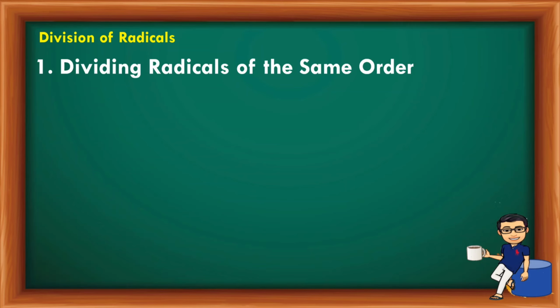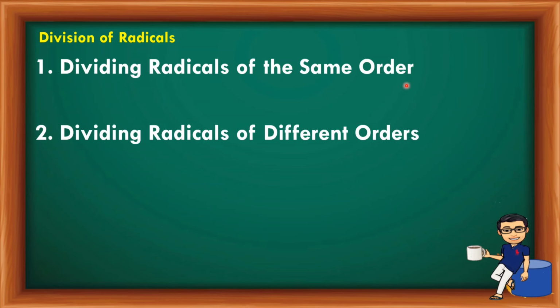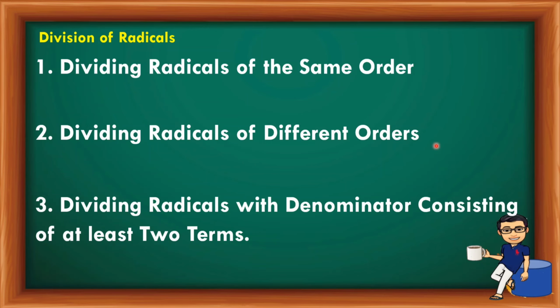Ang una ay dividing radicals of the same order. Ibig sabihin ng same order, same index. The next one is dividing radicals of different orders. Ibig sabihin, magkaiba naman ang index. And the last is dividing radicals with denominator consisting of at least two terms. Alamin natin isa-isa ang mga yan.